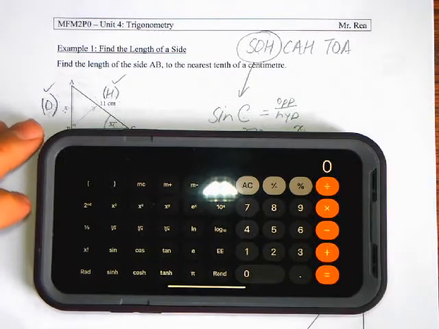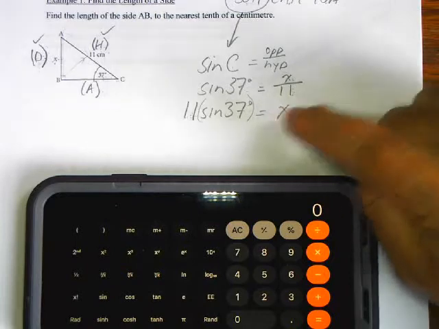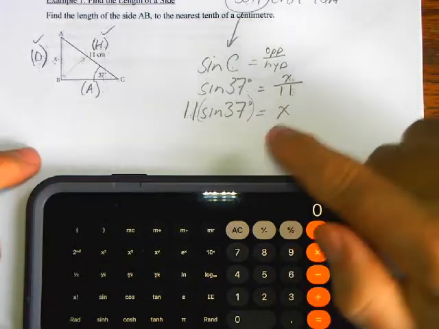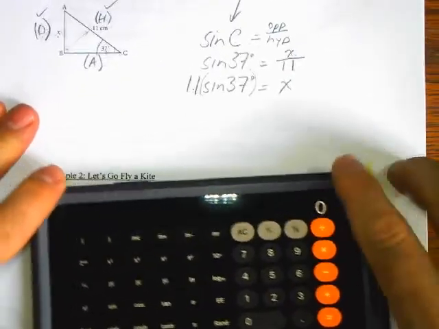So how do I solve this? Well, I have to find sine 37. I'm going to do that actually first. So on this calculator, see my reflection, light reflection there.